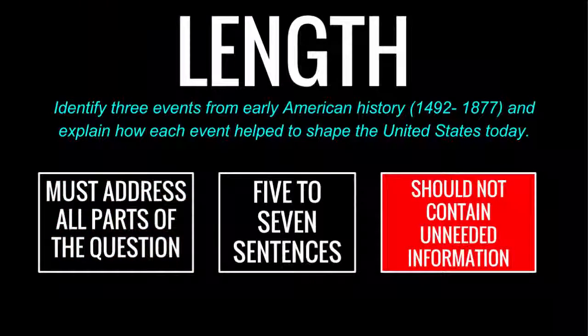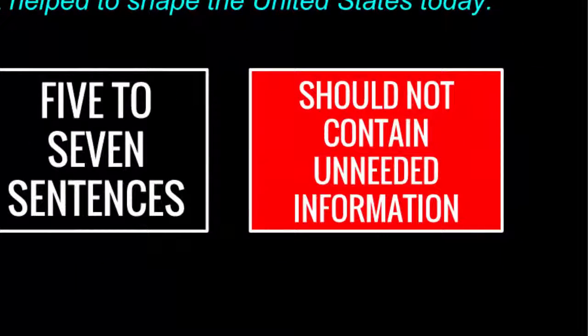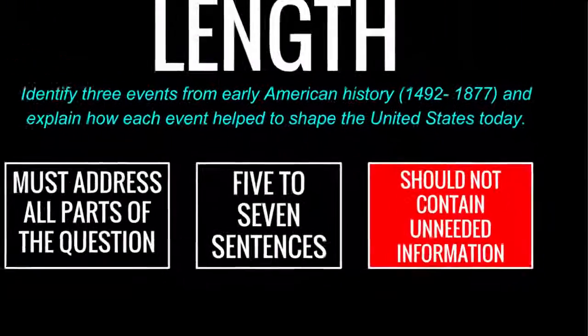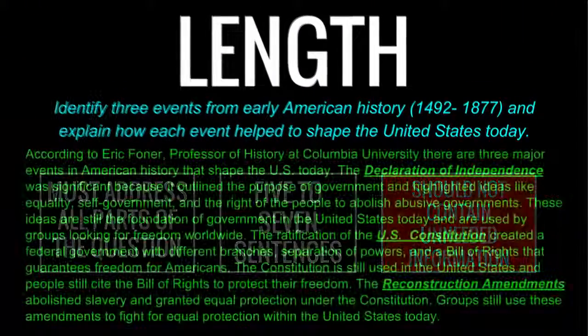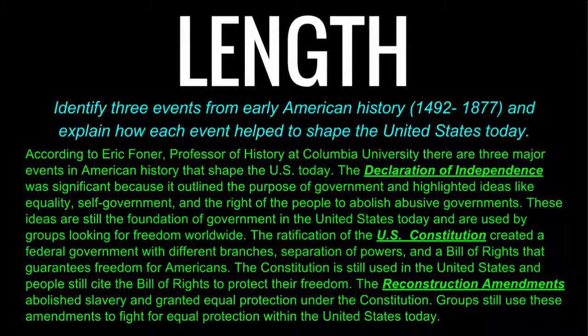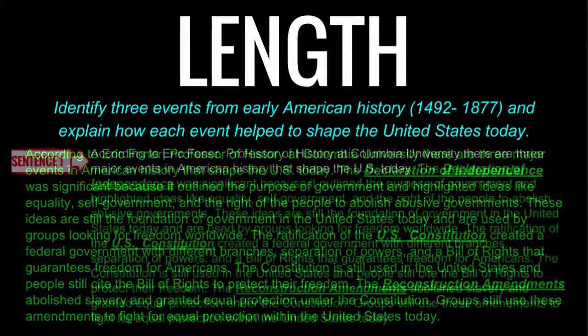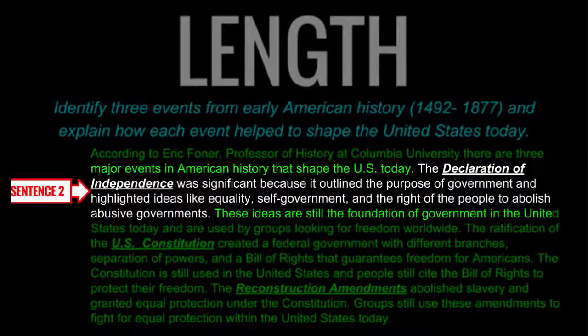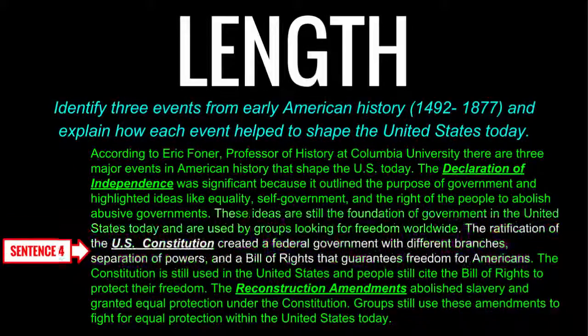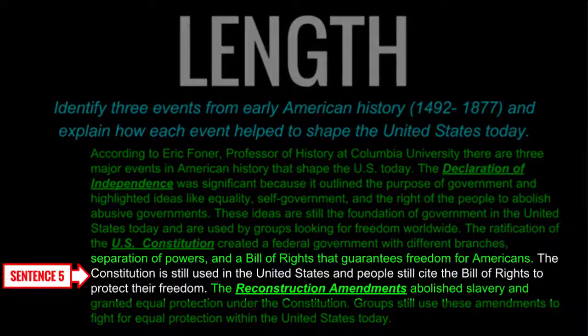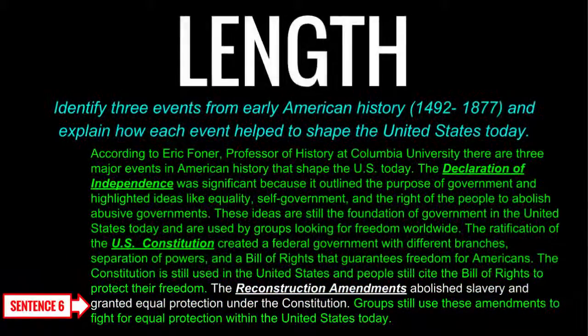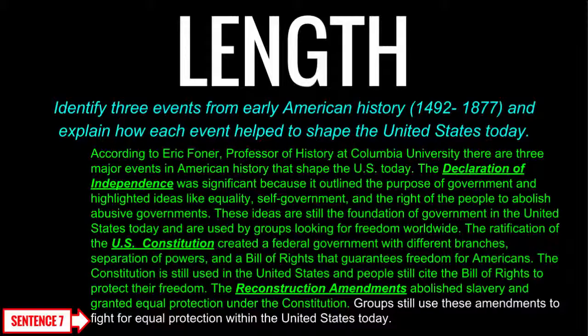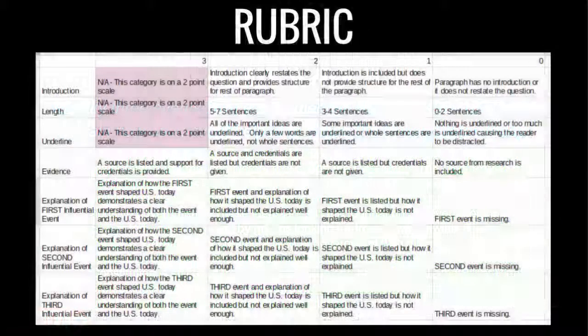Part of writing these responses is using important and supportive information. You need to identify and include information that supports your answer while filtering out information that is not as important or that does not support your ideas. The easiest way to check your length is to count your sentences. Let's count the sentences in this example. Our first sentence, second sentence, third sentence, fourth sentence, fifth sentence, sixth sentence, and seventh sentence. This example would earn 2 points. In fact, this extended response would earn all of the possible points.